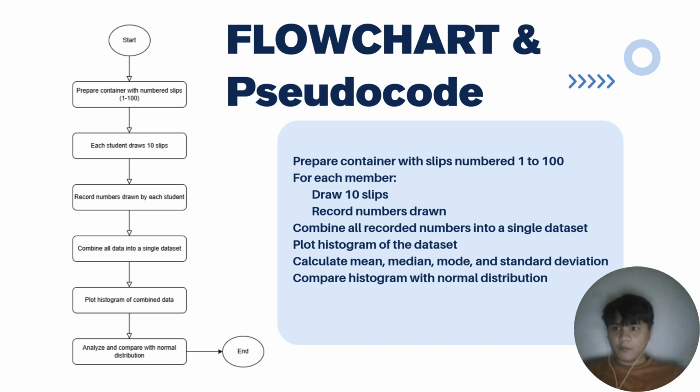So here's our flowchart and pseudocode. First, we prepare a container with numbered slips from 1 to 100, and each member would draw 10 slips from the container, and then record the numbers drawn by each student. After that, we combine all the recorded numbers into a single dataset, and then plot a histogram to visualize the frequency distribution of the combined data. And lastly, we analyze the histogram and compare it with a normal distribution.